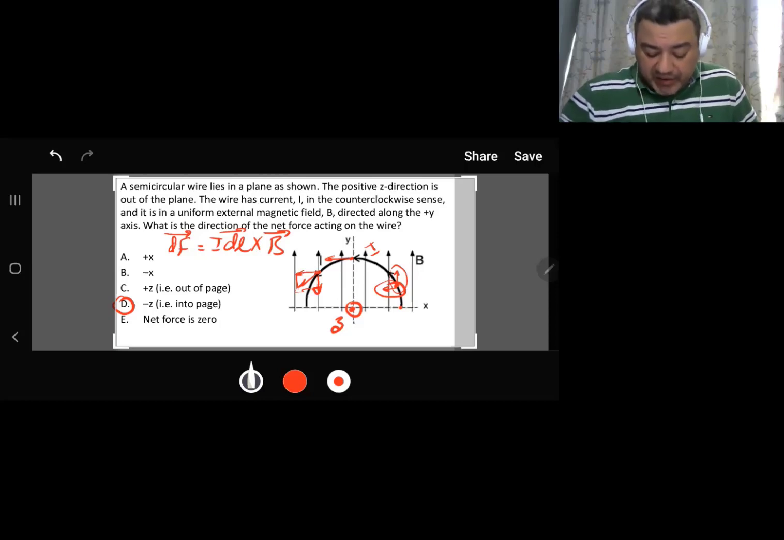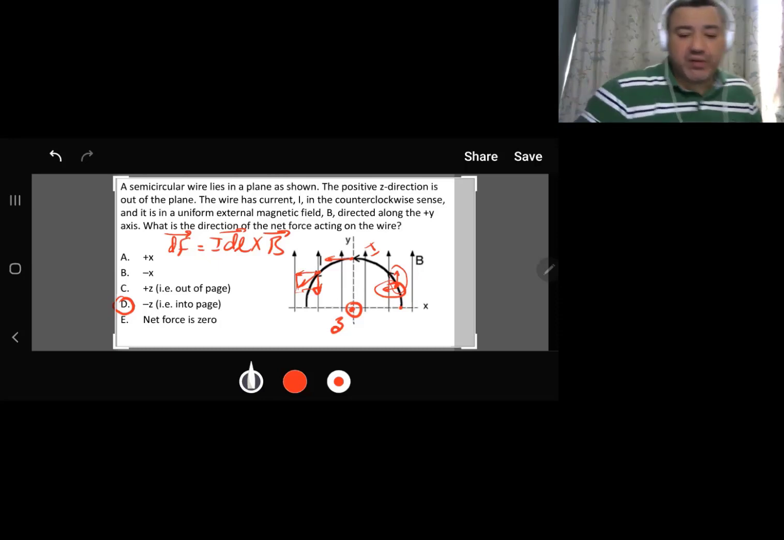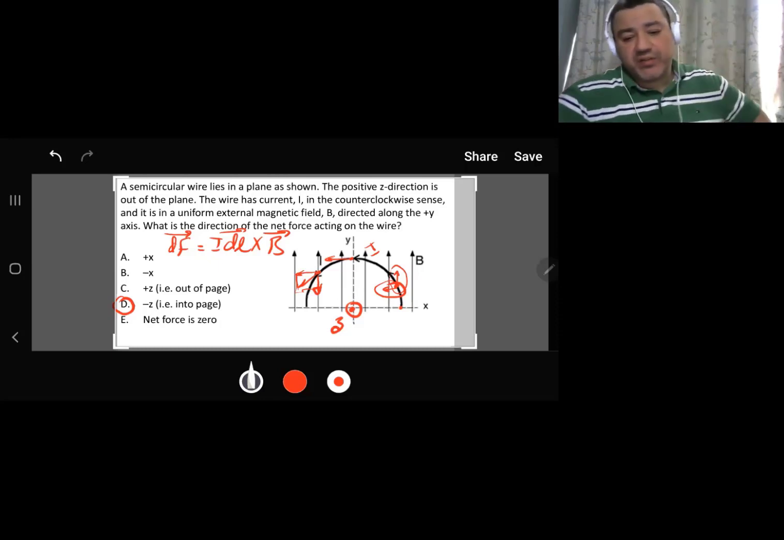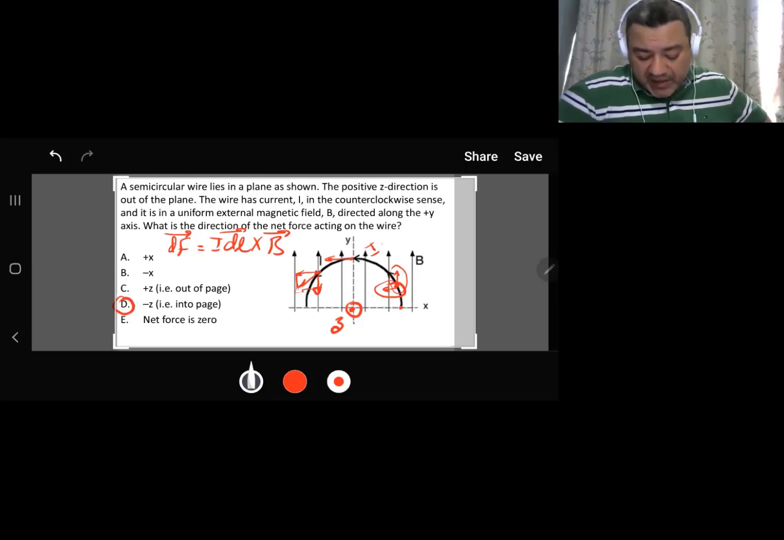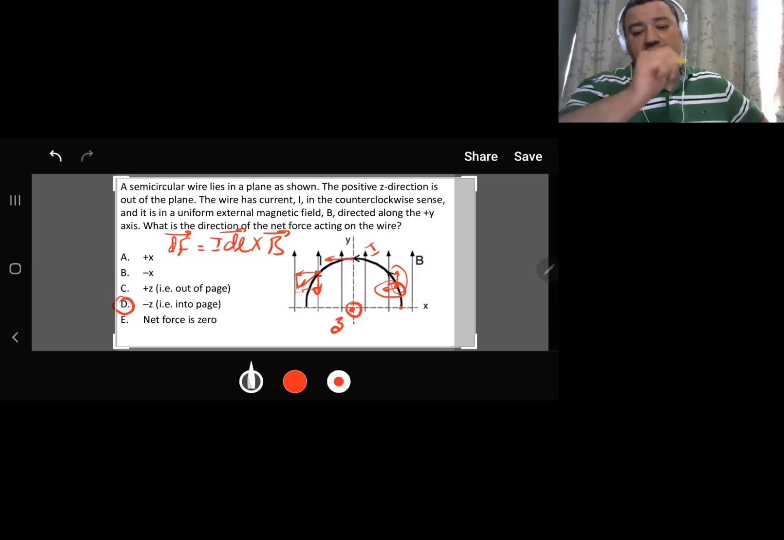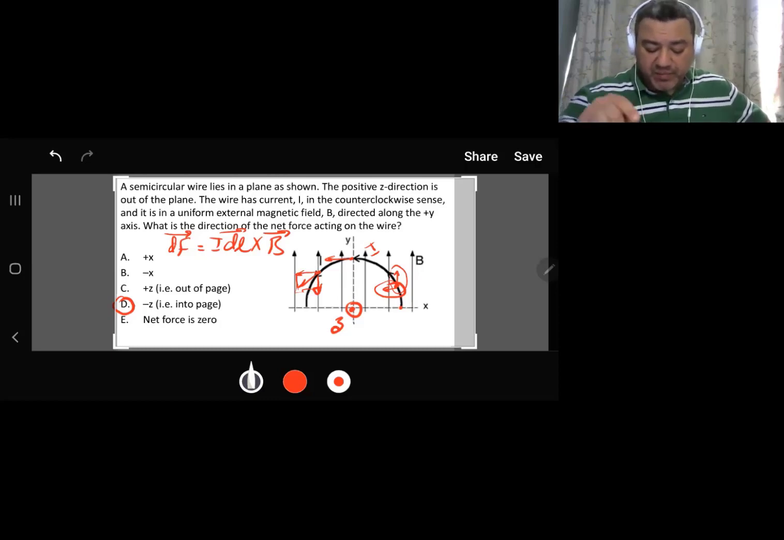And yes, the current is in the same direction here. That's why the current is the one that decides the direction of the force. If I is negative, this means the force would be out of the page. If I is positive, the force would be into the page.